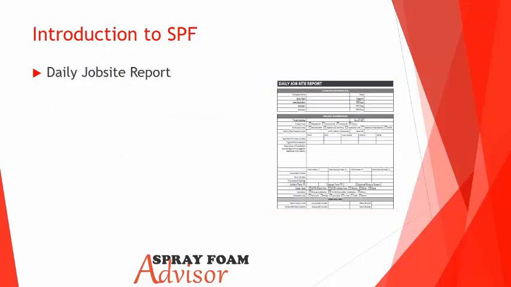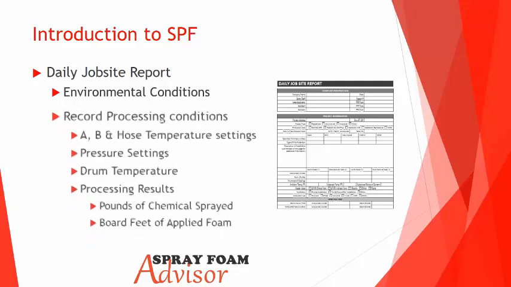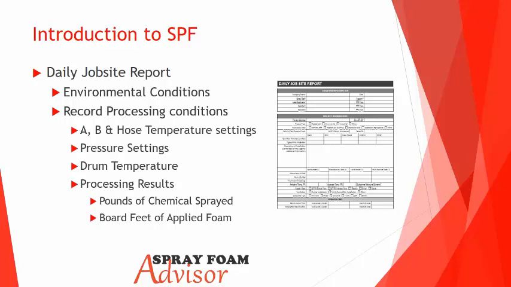Additionally, maintaining daily job site records can help you manage your applications on a day-to-day basis. It is highly recommended to record environmental conditions, including ambient temperature, relative humidity, substrate temperature, and substrate moisture content, as well as processing settings, including A, B, and hose temperature settings, pressure, drum temperature, and your processing results, how many pounds of material you use, and how many board feet of foam you make. Keeping these records allows you to monitor application history, track performance, and keep an eye out for any trends that may form with environmental conditions and processing settings so that you can optimize your application process.